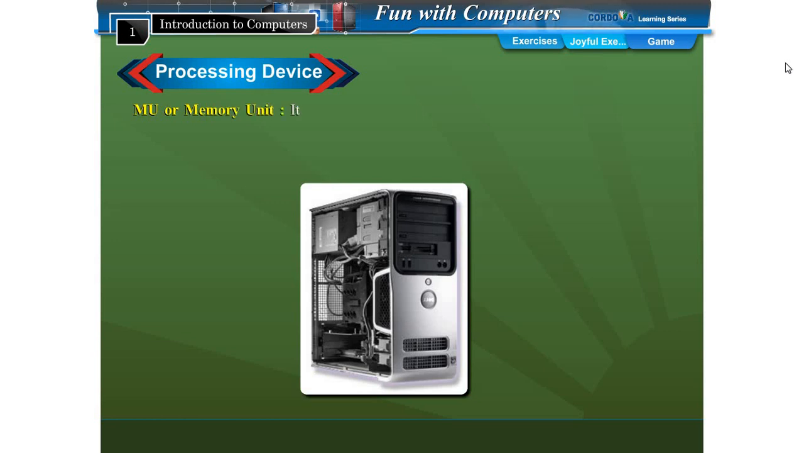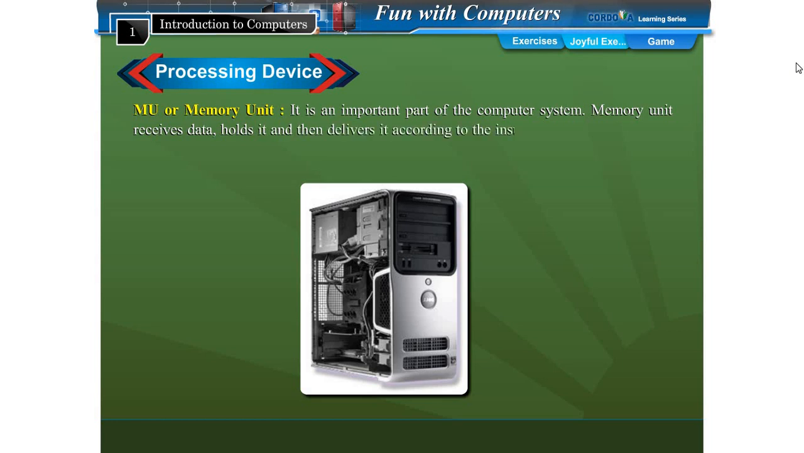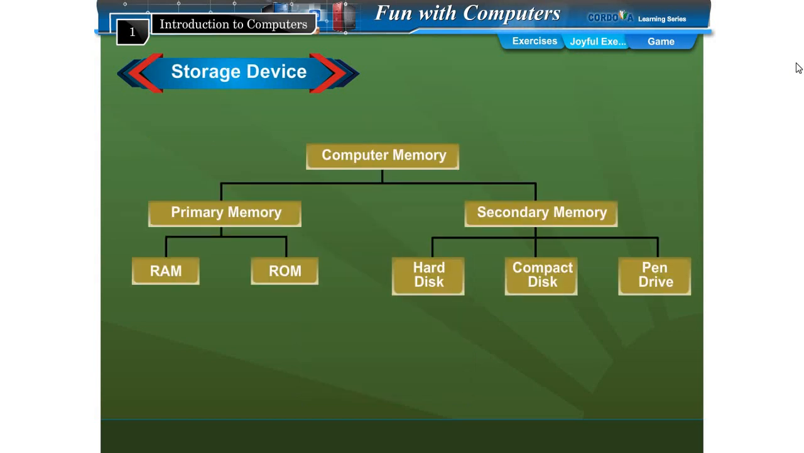Memory unit. MU or memory unit is an important part of the computer system. Memory unit receives data, holds it, and then delivers it according to the instructions from the control unit. Storage devices. Storage devices enable you to store data and information. The storage device of a computer system is known as computer memory.